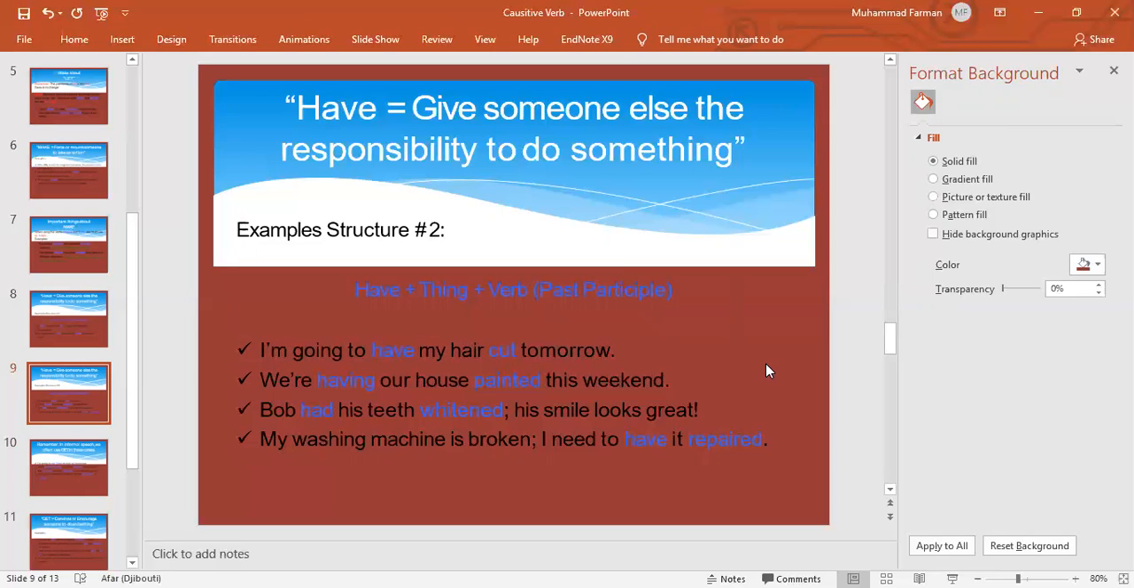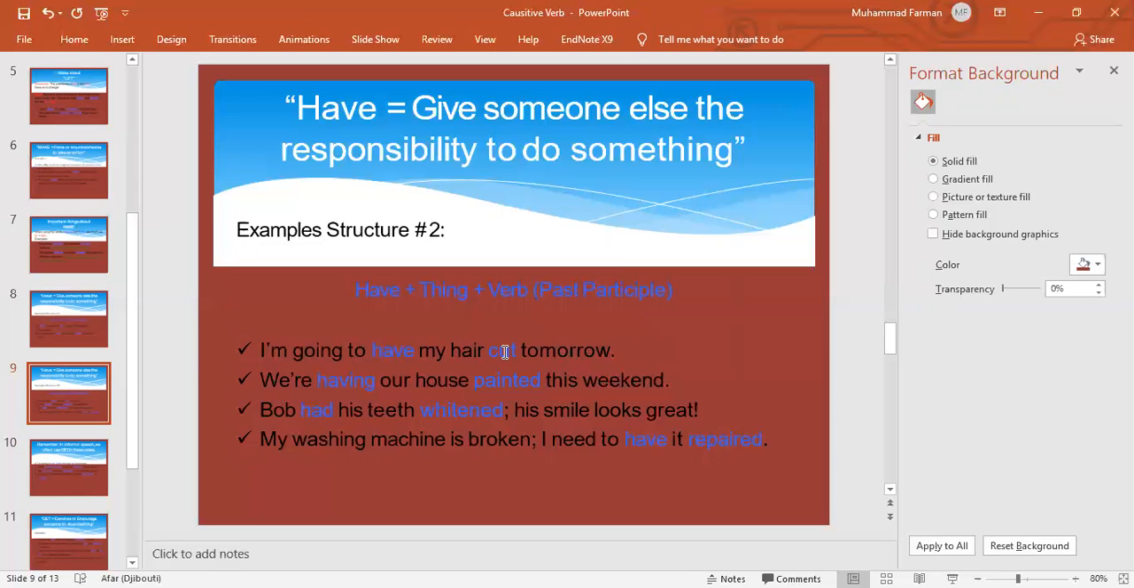Again, I am going to have my hair cut tomorrow. My hair cut. I am going to have my hair cut. Again, have: I am going to have plus thing, my hair, and verb cut. Tomorrow, I am going to get my hair cut. Here again, you are expressing your responsibility. Here you are responsible for that thing. So the cutting here, cut, you are using as the third form of the verb.